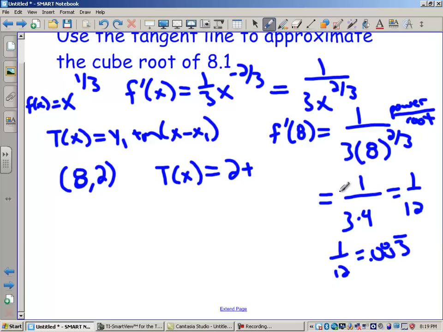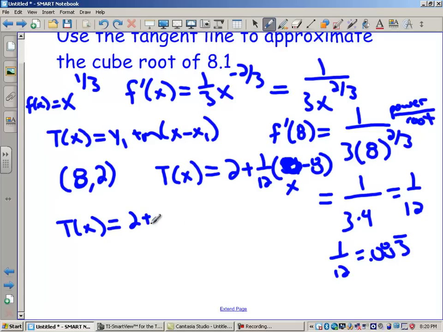All right, but I'm going to plug this in. So 1/12 happens to be my slope, and then x minus x1. Well, x is where I'm trying to approximate this. That's 8.1 minus 8. Oh wait, I don't want to use 8.1 yet. I just want to use x minus 8. So I can write my tangent line equation.